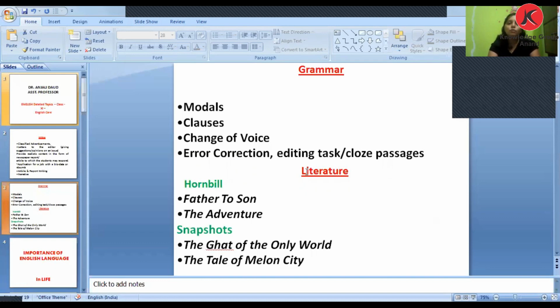Now let's move to the literature portion. In literature, you have two books: Hornbill and Snapshots. Some of the chapters are not included and are deleted from the course. The first is Father to Son, and the second is Adventure. In the second book, Snapshots, the first is The Ghat of the Only Beloved and The Tale of Melon City.